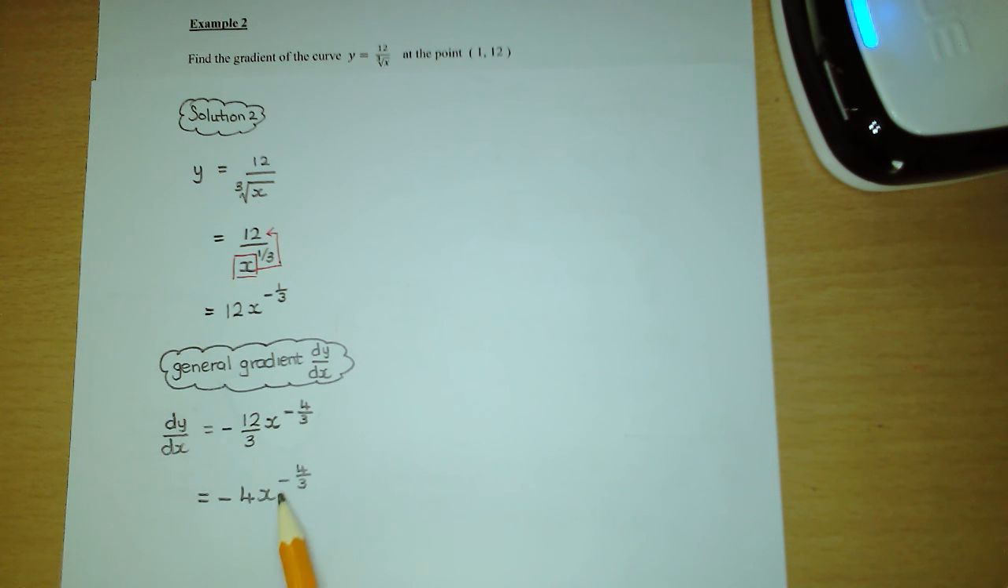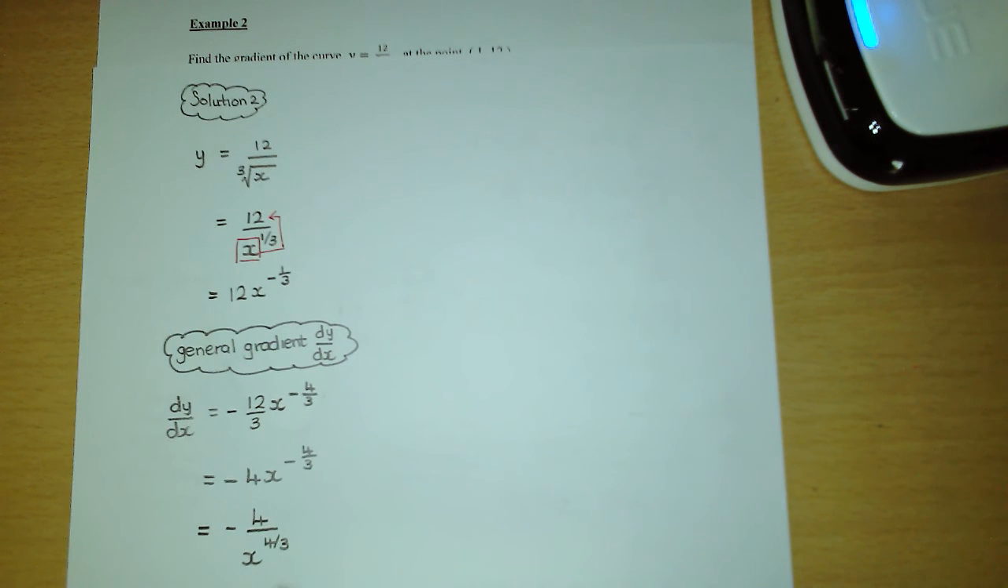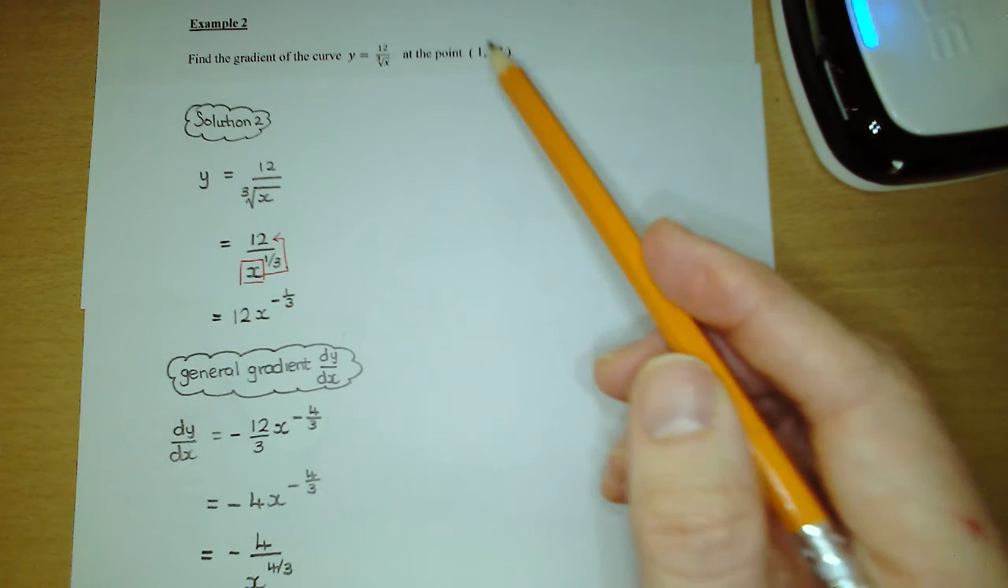Now the plan, I've mentioned this before, is once you've differentiated, if there are any negative powers, please bring them back to the bottom line again. So I'm going to bring x to the bottom line and therefore make the power positive. So we're going to get minus 4 over x to the power of 4 over 3. You could put roots back in it as well. There's no issue with that. I'm just going to leave it like this for now. So we've got the general gradient at any point. What we want to do is get the actual gradient at the point (1, 12).